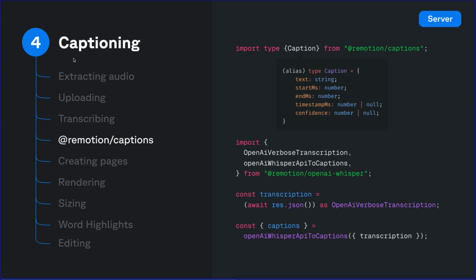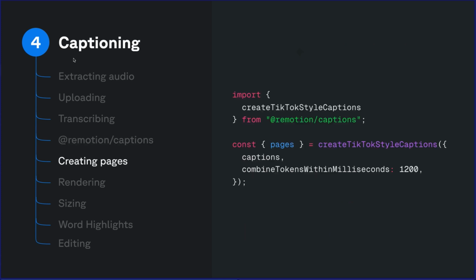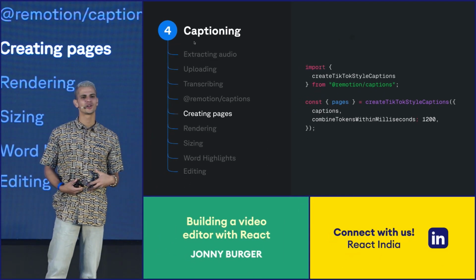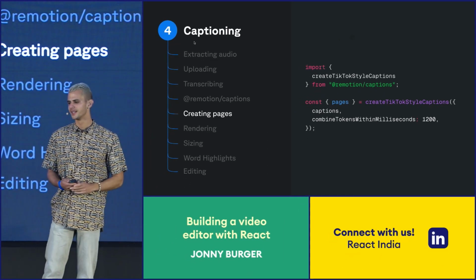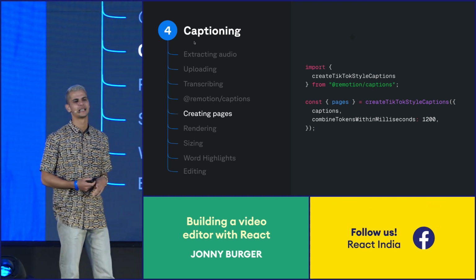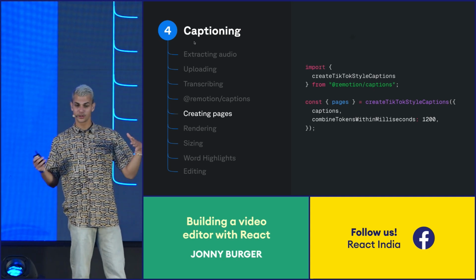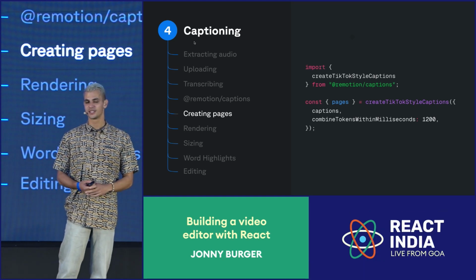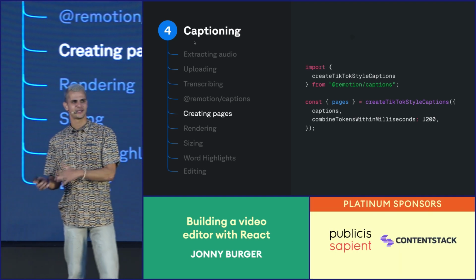Once we have received an array of captions in this shape, we are creating what I call pages using the Create TikTok Style Captions API. If you have seen a TikTok, you will see that they have captions around here, and sometimes there's just one word at a time, sometimes there are multiple words at a time. Using the combined tokens within milliseconds parameter, we can adjust how many words are displayed at once. If you set it to a low amount, then only one word will be shown at a time. If you set it higher, then it might be a bit more readable because the pages don't change so fast.